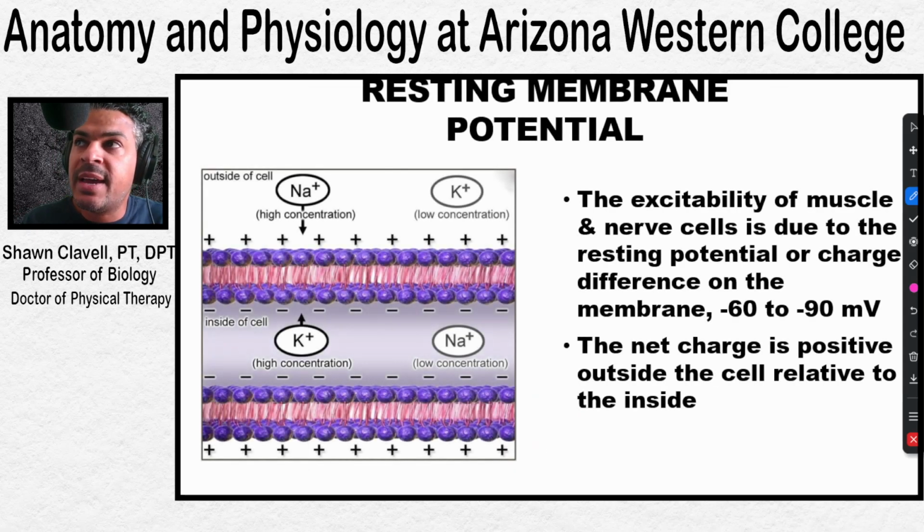And so hopefully we have this idea of a resting membrane potential, right? The excitable or irritable cells of our body, like muscles and nerve cells, have this resting membrane potential, or a charge difference relative to the outside and inside of the cell. And it's going to be big to know that the concentration of sodium is high outside of the cell, and the concentration of potassium is high inside of the cell. So kind of in relative terms.